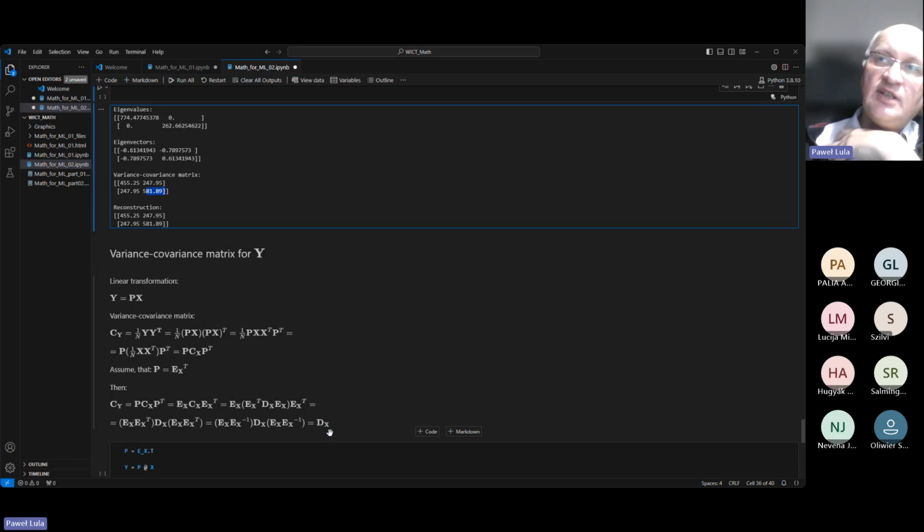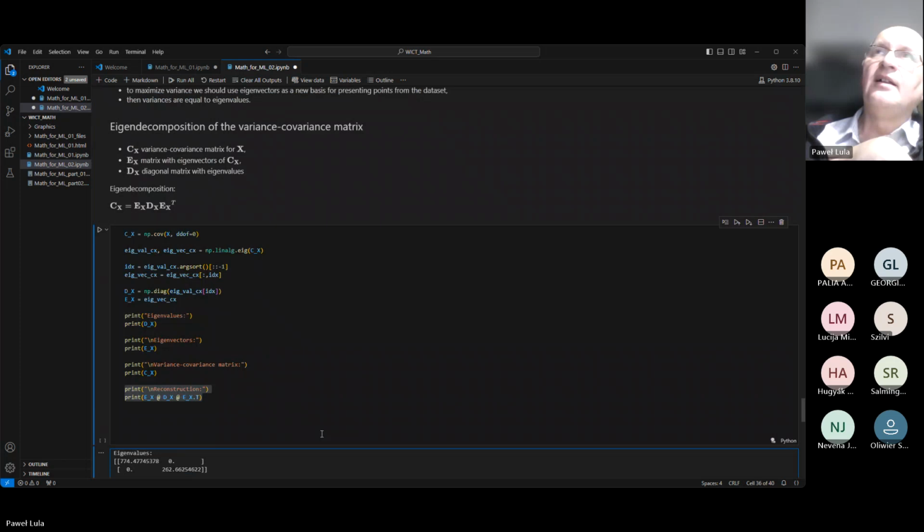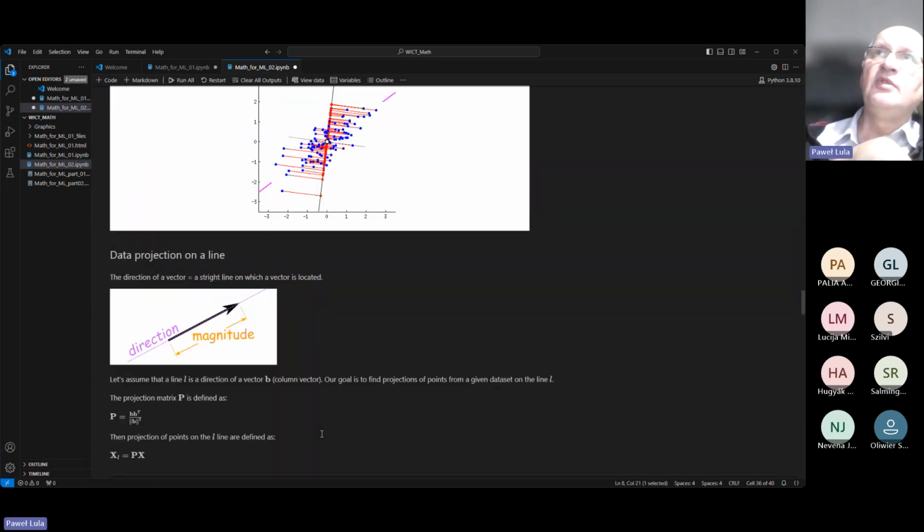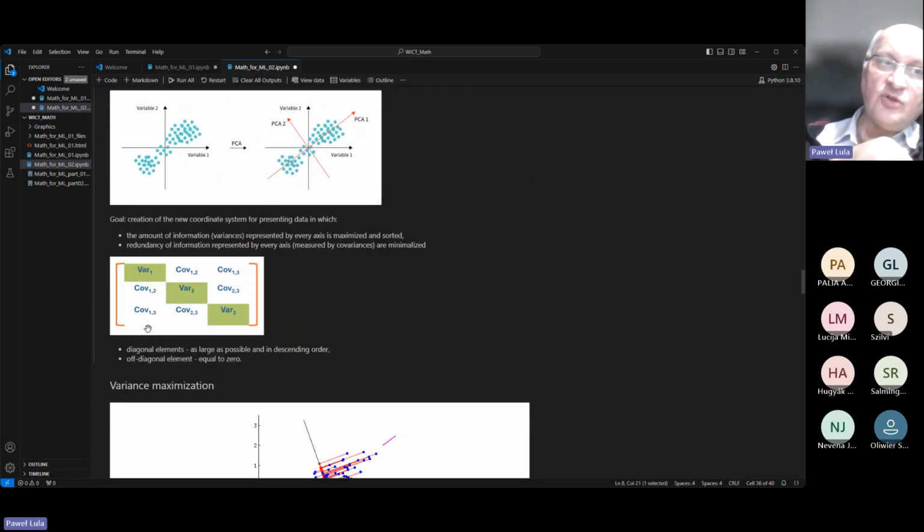This form dx. dx is a diagonal matrix in which we have eigenvalues calculated for variance-covariance matrix calculated for original data. So we see that these values, which we have here, have a form about which we were talking here.